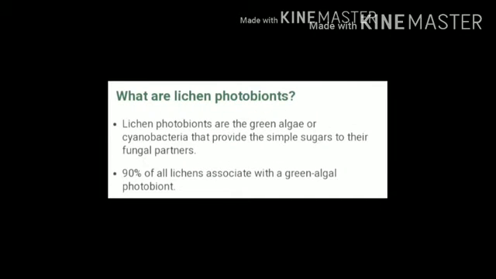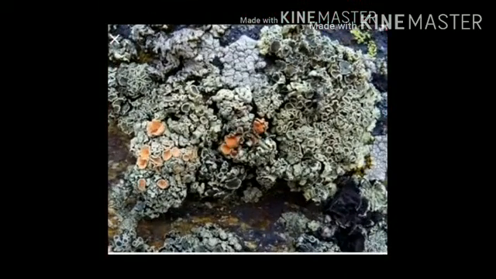What are lichen photobionts? Lichen photobionts are the green algae that provide the simple sugars to the fungal partners. 90% of all lichens associate with a green algal photobiont. I hope you are all clear about lichens, so I am going to begin with lichens as symbionts.